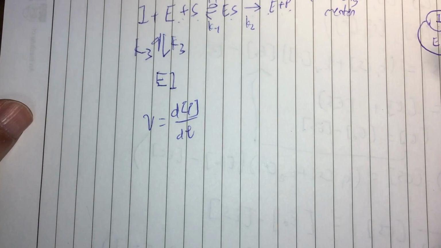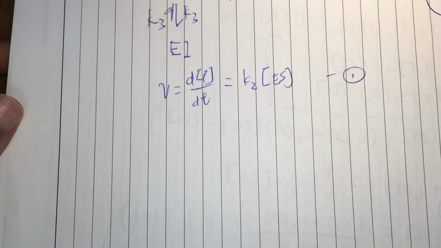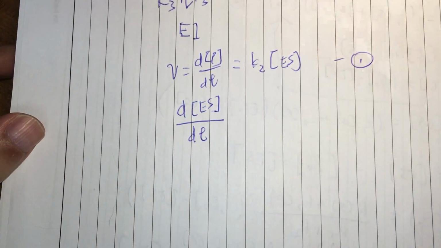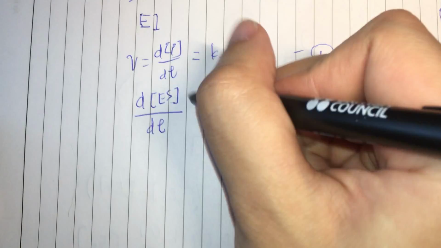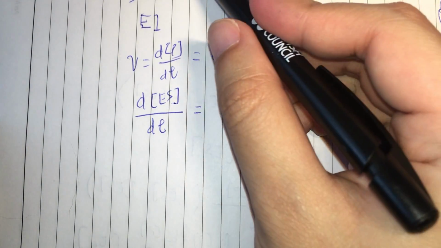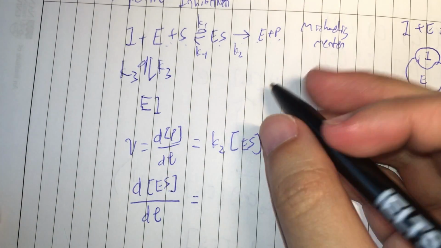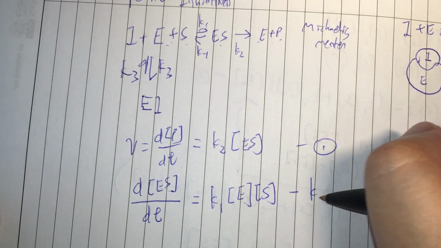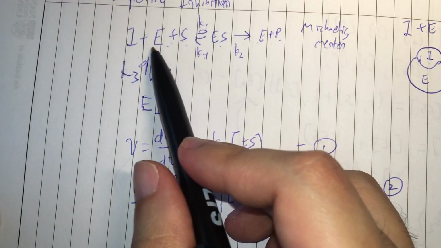Let's go back to the basics. We have the V equals to the dP dt again, and that will be K2 into ES. So that's step 1. And now you want the mass balance of ES, the species ES. Okay, the dES dt, and that will be equals to the rate of the forward reaction minus the rate of the backward reaction. So let's have K1 into E and S forward minus K minus 1 ES backwards. That's 2. So K1 forward, K minus 1 backward.